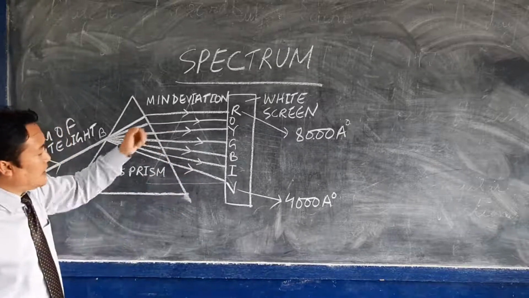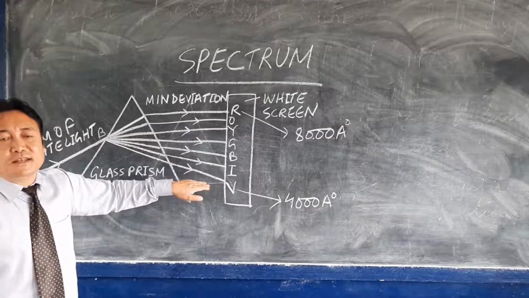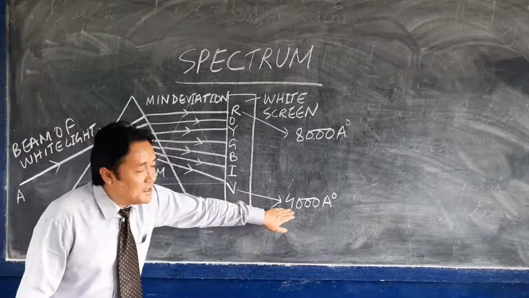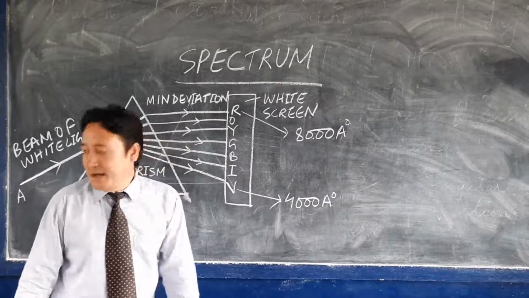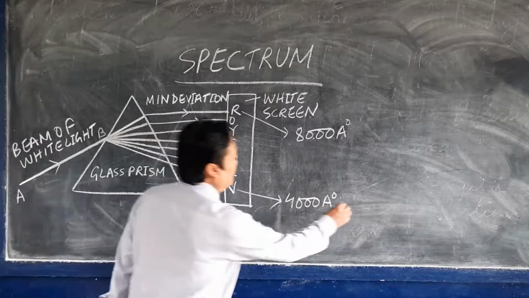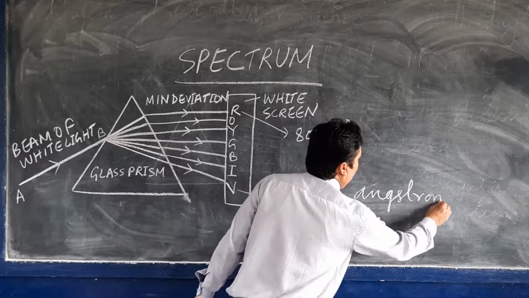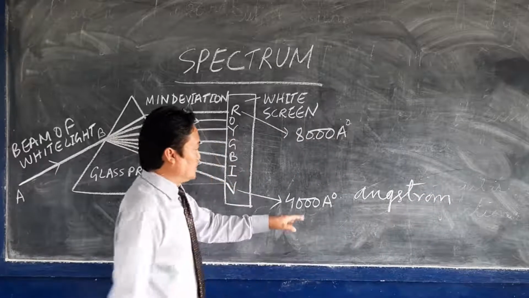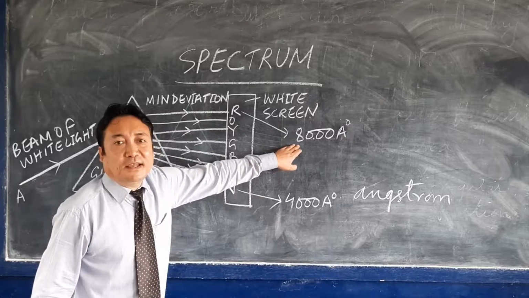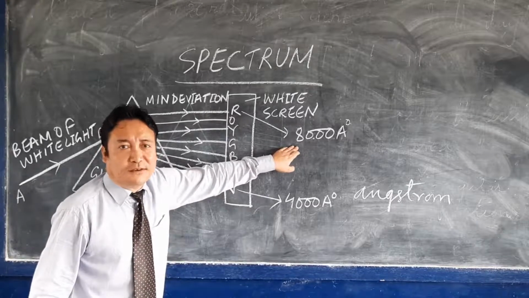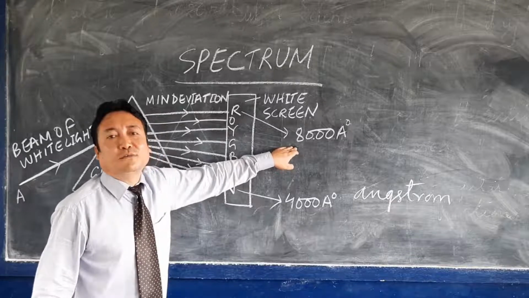Now the violet light has less wavelength, and the wavelength of violet light is 4000 angstrom. Angstrom is spelled A-N-G-S-T-R-O-M. So violet light has 4000 angstrom and red light has 8000 angstrom. That means the wavelength of red light is more, so the more the wavelength, the lesser the deviation.